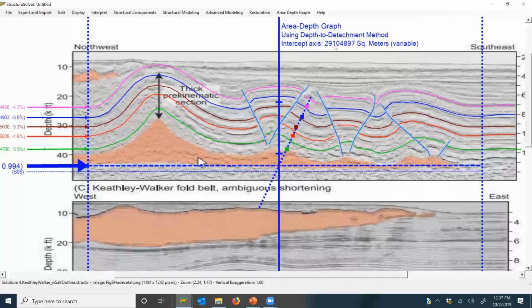Now this is giving me a positive area intercept. We're no longer down here at zero, where it was too deep. We're at a positive area intercept, and that positive area represents an estimate of the total amount of salt that has migrated into this section and into each of the cores of these folds. So that gives us an estimate of how much salt migration has occurred.